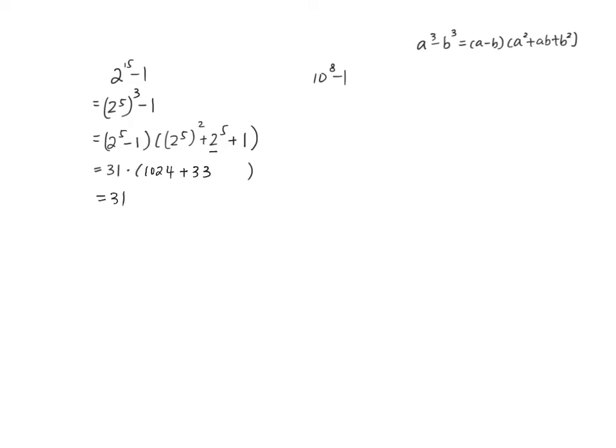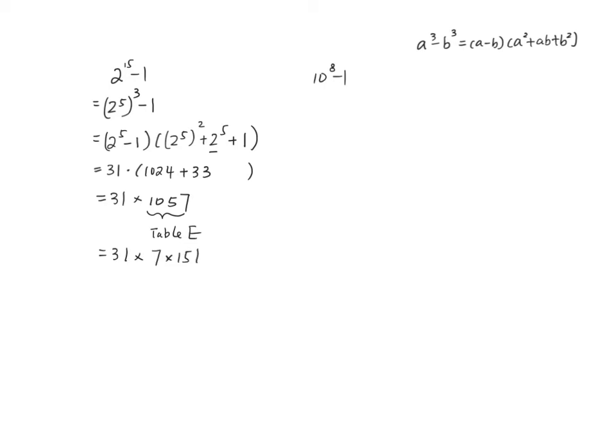Now, this is 31 times 1057. This is something you can use your table to factor, but that's what I would do. It turns out you'll find a factor of 7, and then the other one is 151, and that will be it.